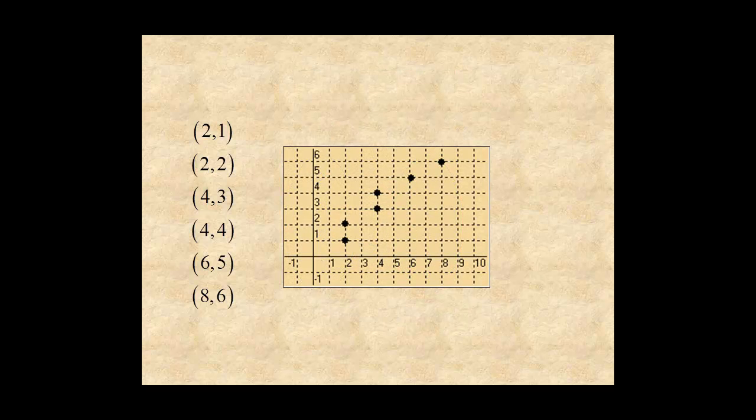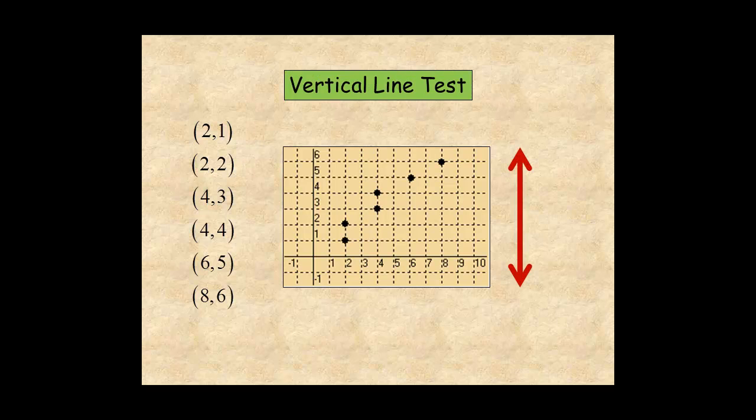A graph of the relation makes it easy to see that it's not a function using the vertical line test. If any vertical line passes through more than one point on the graph, then for one value of x, there's more than one value of y, and the relation is not a function.